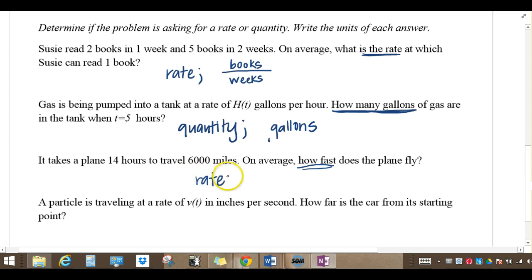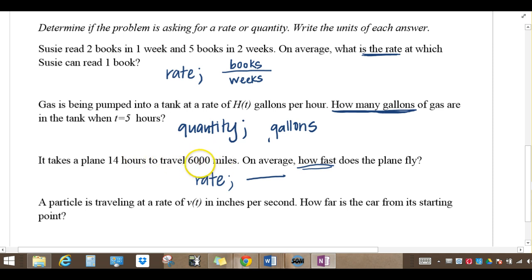So we have the first part answered, but now we want to write the units of the answer. Our answer has to be a rate. If it's a rate, the units have to look like some unit over some unit, like a ratio. Now let's look back at the rate we were given: it takes a plane 14 hours to travel 6,000 miles. What a lot of students want to do is take the first quantity and put that in the numerator and the second quantity and put that in the denominator.